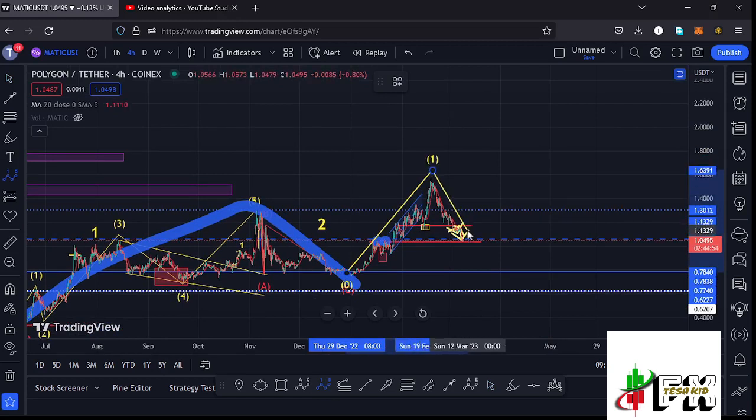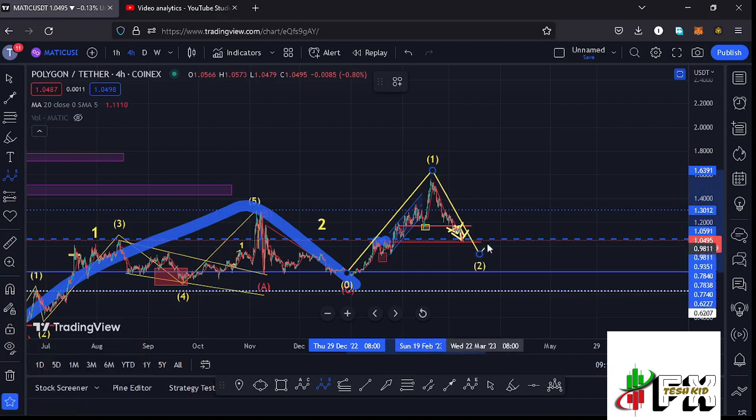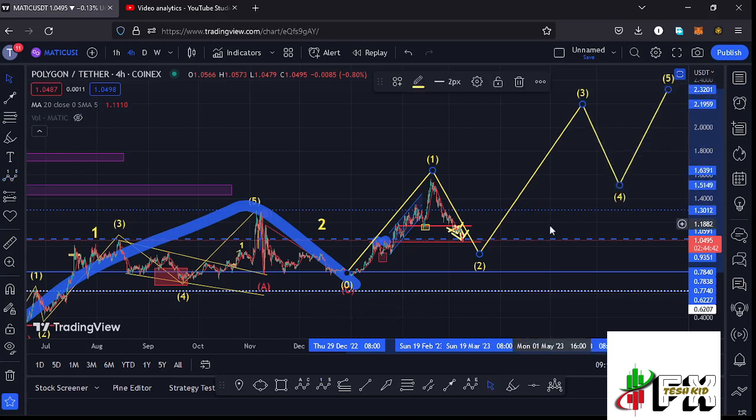Then whatever we are seeing at the moment is a corrective structure to the lower side in the formation of this wave 2, before we can expect another bounce to the upper side in the formation of that wave 3, then expect a wave 4, then continue gearing up in the formation of that wave 5.